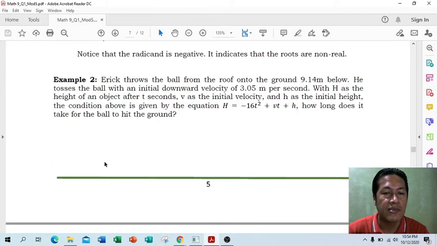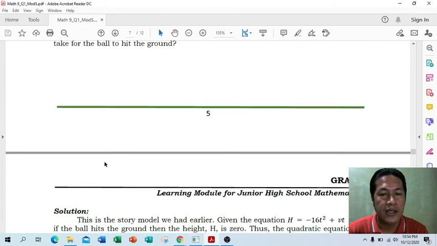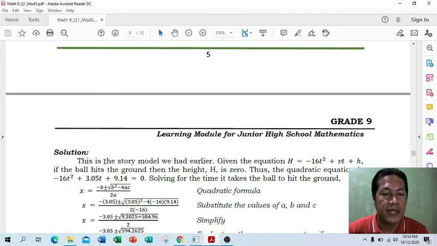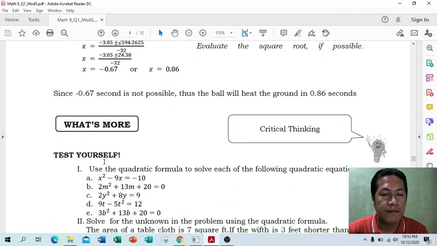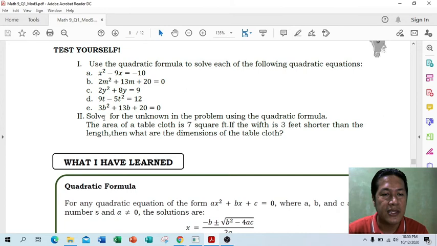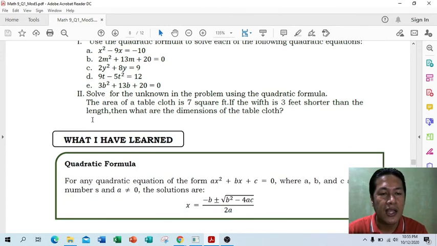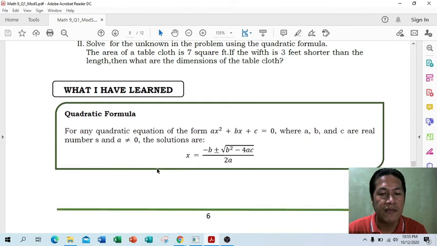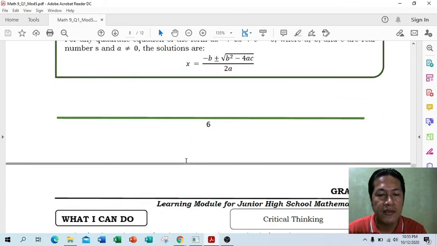Example number 2, let's skip that. Okay, here we go. Test yourself. This is practice, A, B, C, D, 5. And you can also practice the quadratic formula. This is our topic, this is the formula we will use.